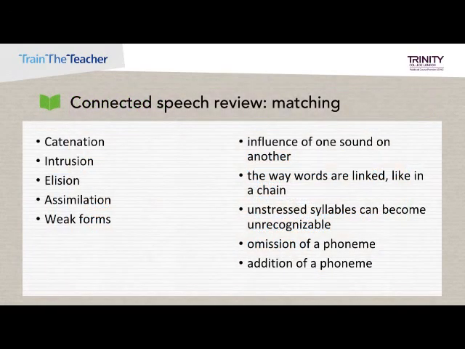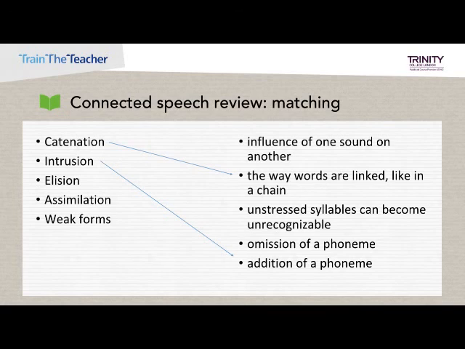So before we wrap up, a quick quiz. Match the connected speech feature on the left with its definition on the right. Pause the video and do this now. You should have got these answers. Catenation refers to the way words are linked like a chain, and it makes it hard to know where one word ends and the next begins, like the key pout example.